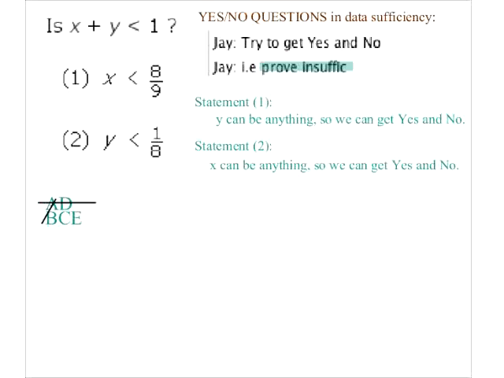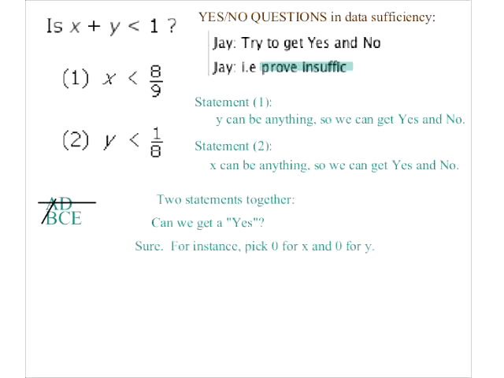Now, the two statements together, let's try to get a yes and also try to get a no. See if we can do that. So can we get a yes to this question? Sure, that's pretty easy. Most random values you pick are going to give you a yes here. For instance, you can just pick 0 and 0. So 0 plus 0 is less than 1, and that's going to be a yes.